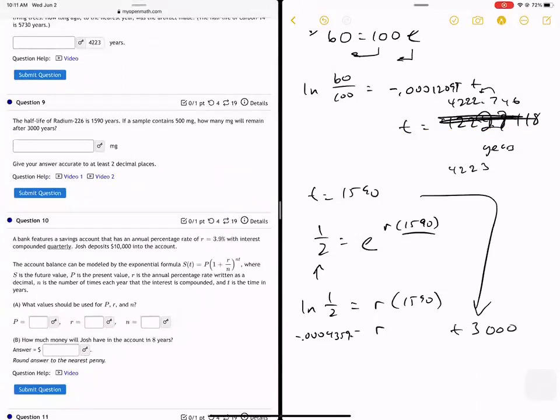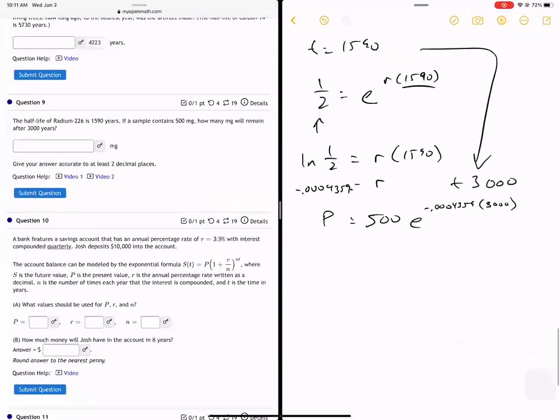So we have a starting value of 500, e to the negative 0.0004359, and we're giving ourselves 3,000 years to finish this. And that's all calculator work. You can type that in your calculator. Don't forget the negative sign.